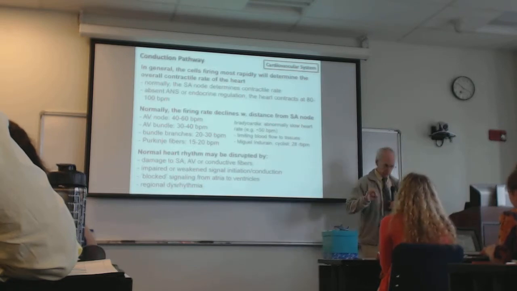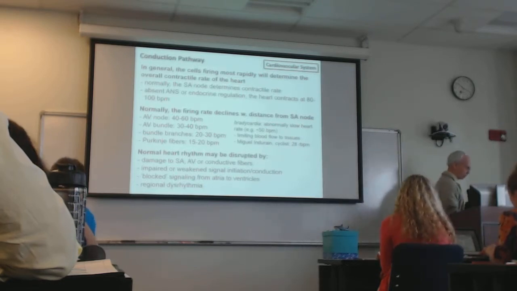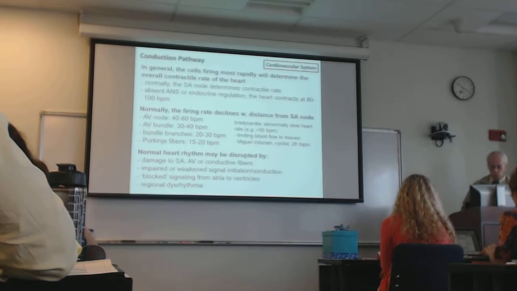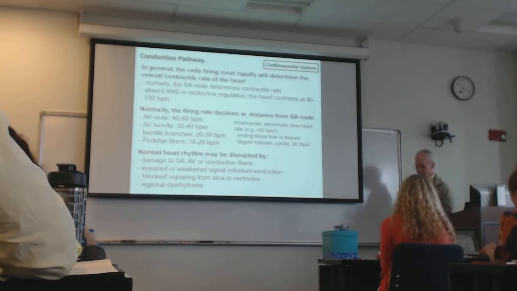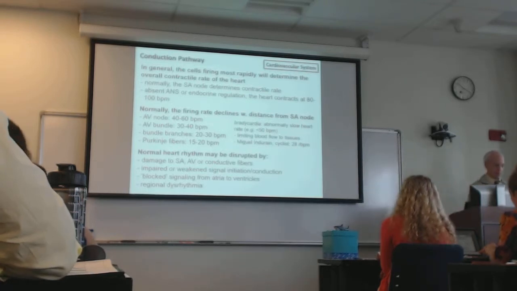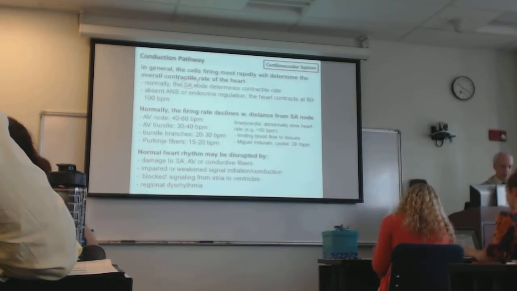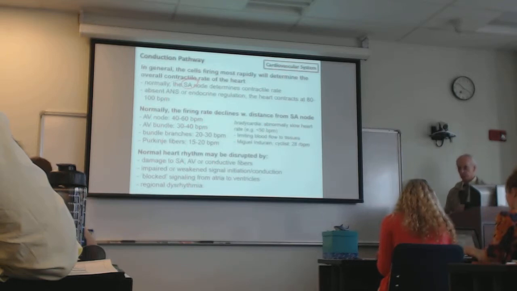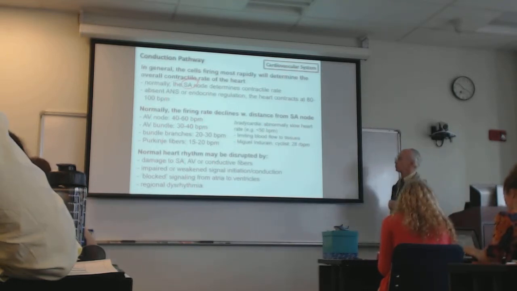the SA node, which we've indicated is the normal timekeeper, the normal clock of the heart, will have its own autorhythmicity, its own excitation rate that is typically on the order of 100 excitations or 100 action potentials per minute. So keep that in mind. The SA node, left to its own devices, would generate something along 80 to 100 action potentials per minute.